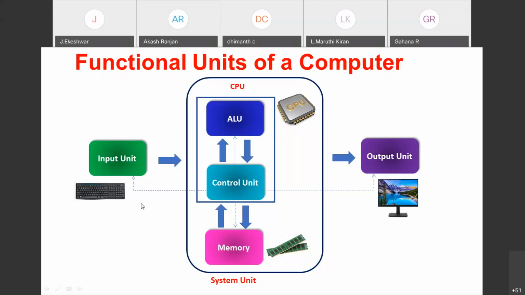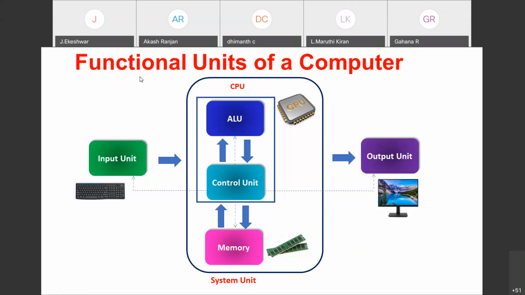Coming to the input unit. What is the input unit? It is an external device. What is the purpose of using an input unit? It is used for transferring information. That information may be data or it may be an instruction. So we transfer the information to the system unit using this input unit. The standard input unit is the keyboard. Keyboard, mouse, and scanners are a few examples of input units. So the input unit is an external device which is used to transfer the data and instructions to the system unit.